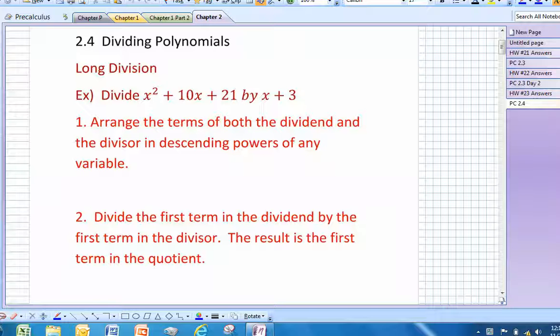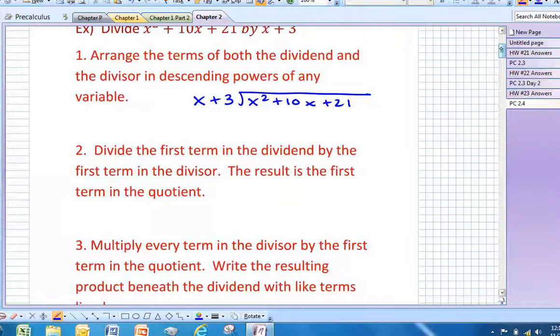And this is where you first arrange the terms of both the dividend and the divisor in descending powers of any variable. So for example, I take the x plus 3, and notice I wrote it in descending powers because it's x to the first and then 3 is the number, divided by x squared plus 10x plus 21. So the terms are in descending powers of the variable.